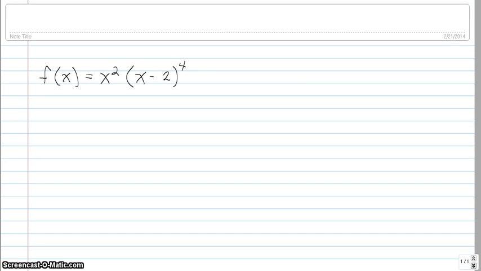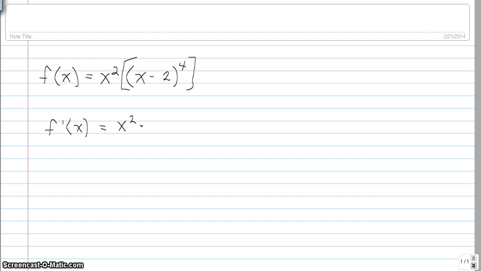Alright, so in this video we're going to try to find the derivative of the function that is on the screen, and so this is a pretty clear application of the product rule. So I'm going to do my first function, which is x squared, multiply by the derivative of the second function, so this guy being the second function. So I need to use the chain rule.